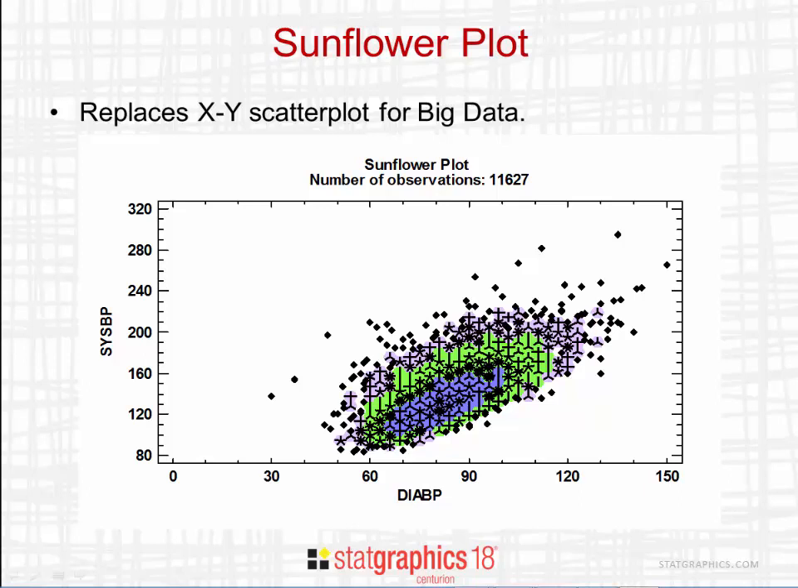In the plot you see here, the hexagons in blue indicate the locations where the points are most dense. You see a few blue hexagons with many rays, indicating the presence of many observations.